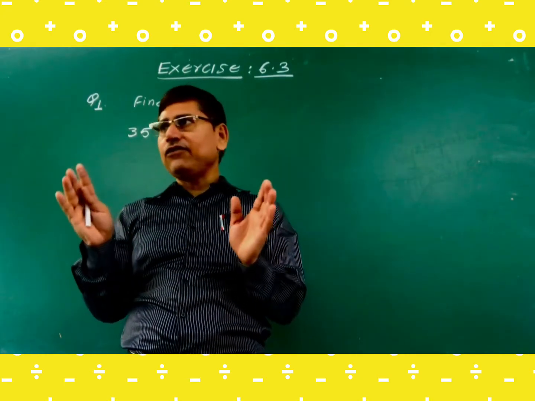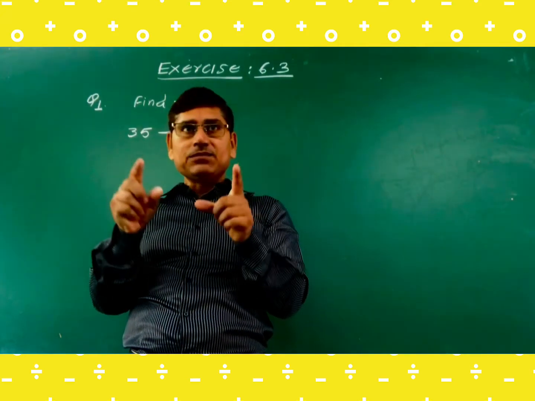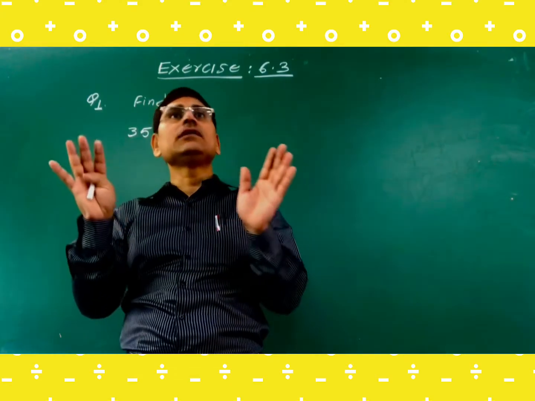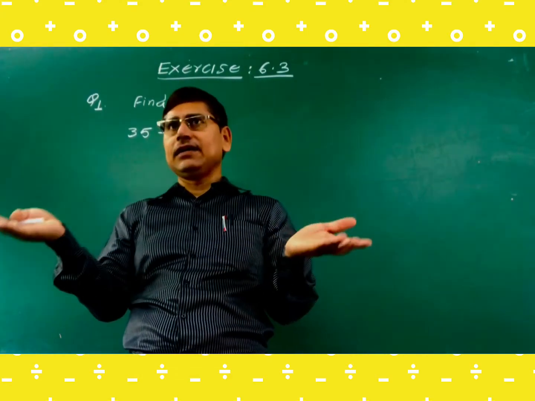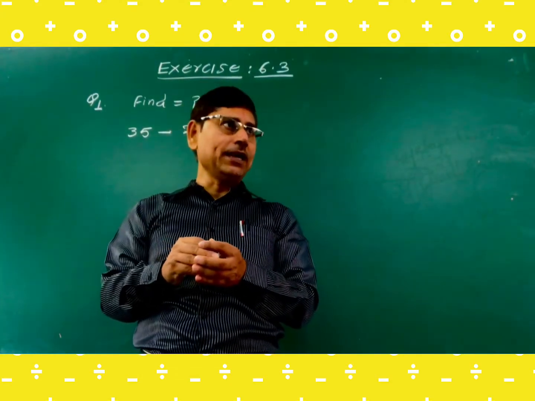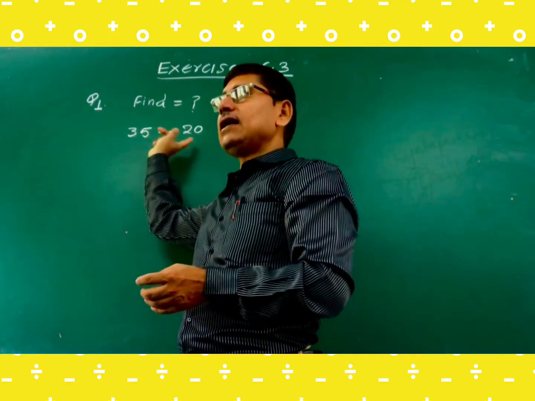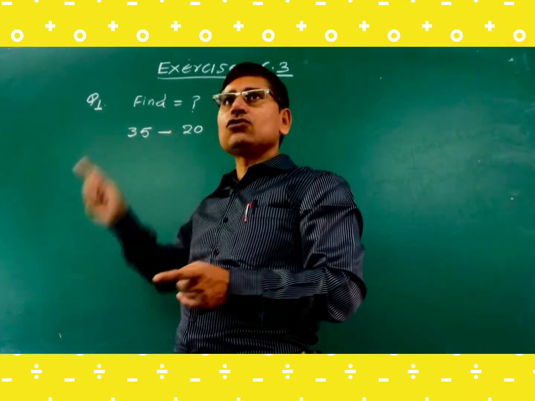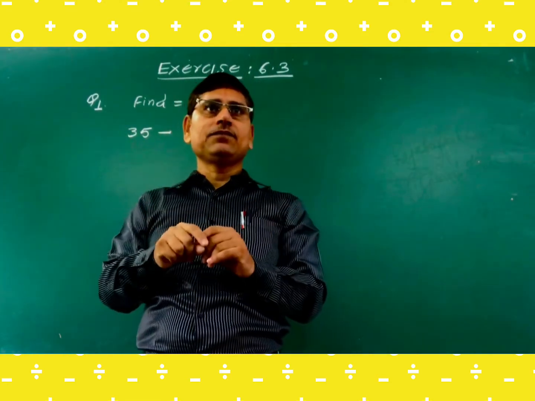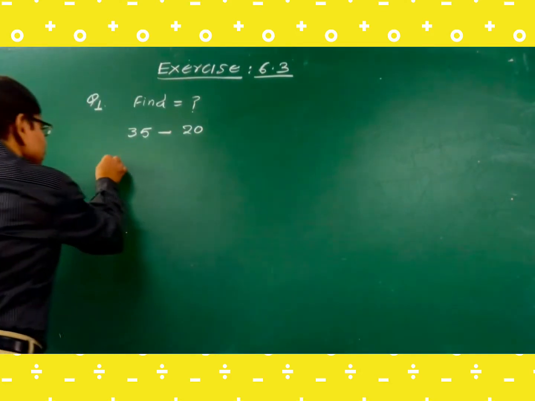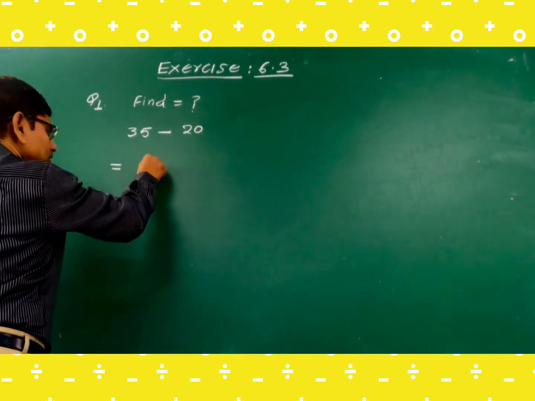But if you get the same sign, then always you will add both integers. But here is the opposite sign, one is positive and the second is negative, so always you will subtract. So 35 minus 20, how much? 15. Yes, correct. This is 15.